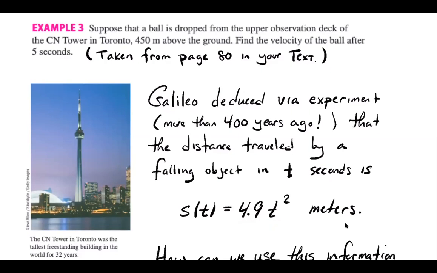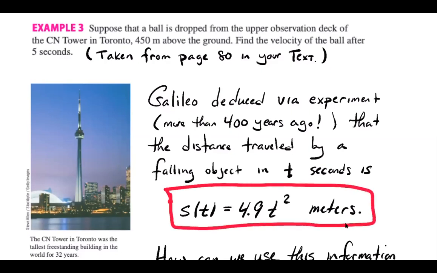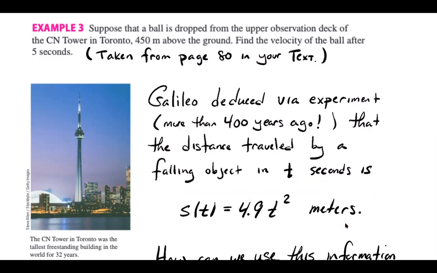So we're going to use this model of Galileo that if you drop an object, ignoring air resistance, so think of the object as something that wouldn't be much affected by air resistance, like a heavy ball, a bowling ball, something whose air resistance would essentially be negligible, then the distance in meters that it travels in t seconds in free fall is 4.9 t squared meters.